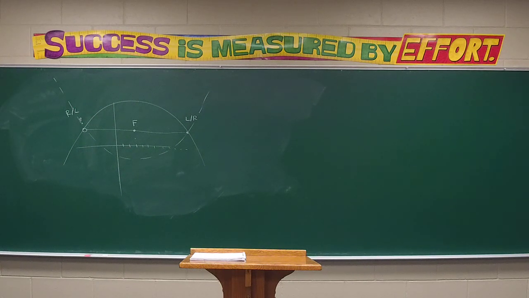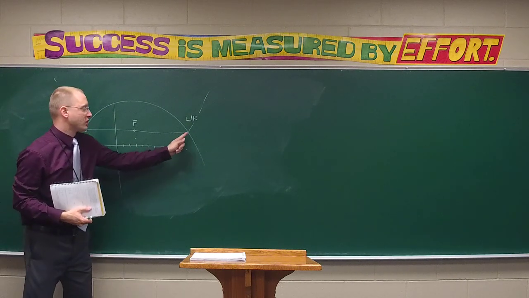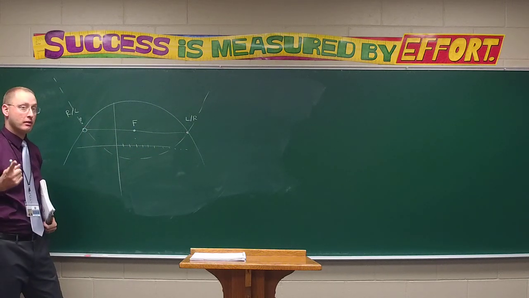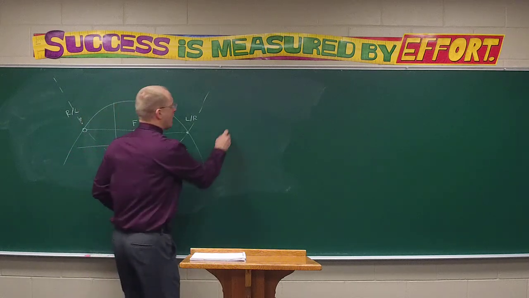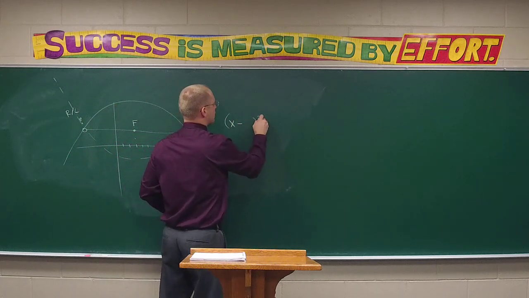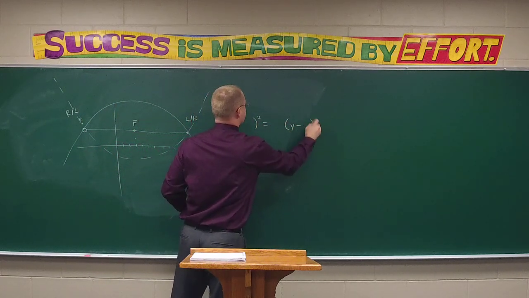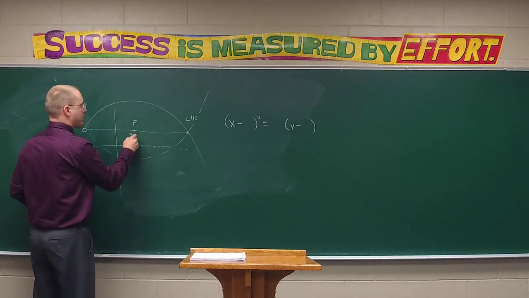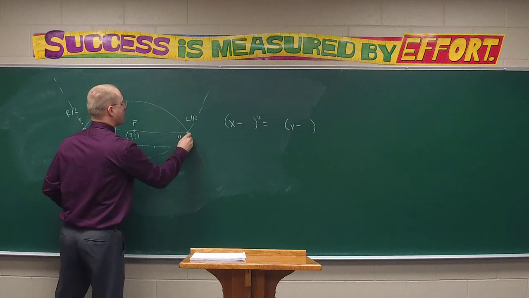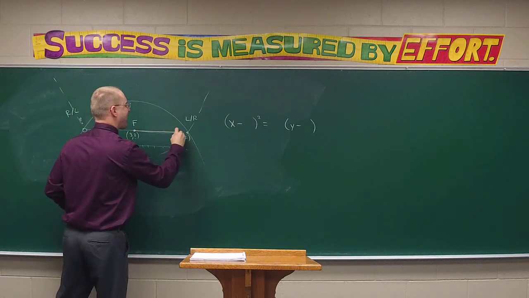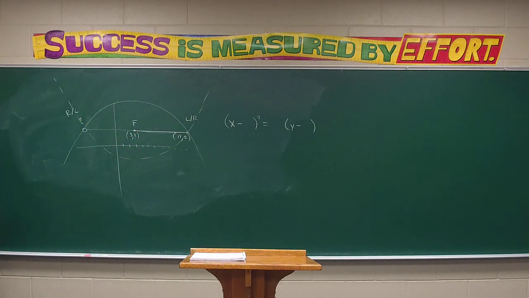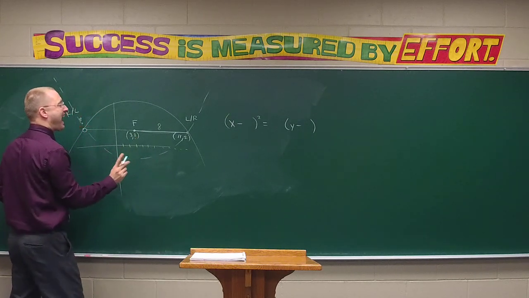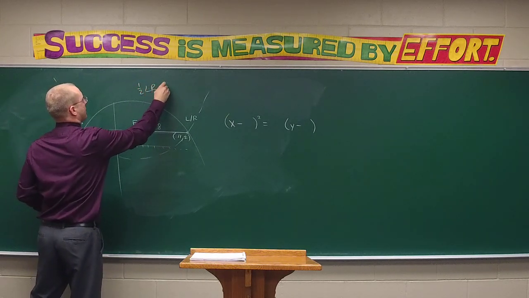Either way, because the latus rectum runs horizontal, the axis of symmetry must be vertical. So we know we're going to have (x minus something) squared equals something times (y minus something). So far, so good? How long from (3, 2) to (11, 2), how long is this half of the latus rectum? Yeah, it's 8. Half the latus rectum is 8.